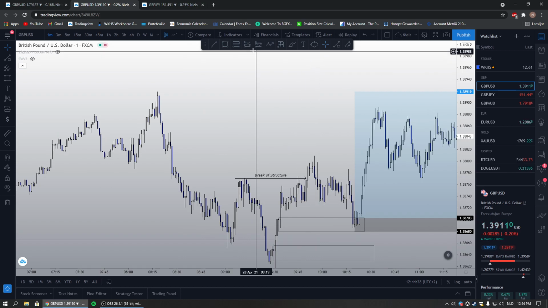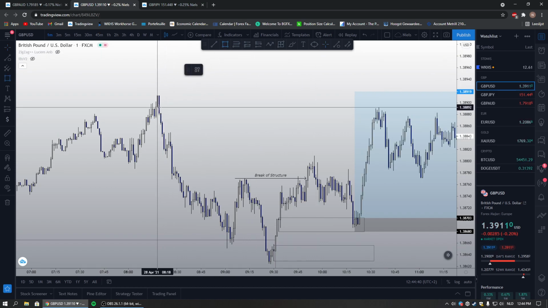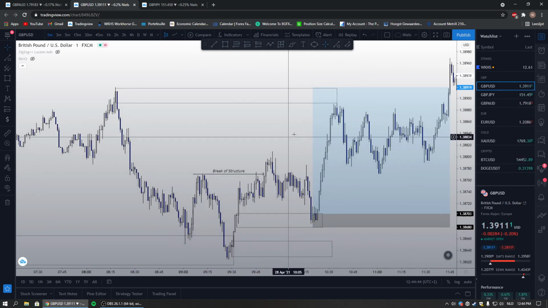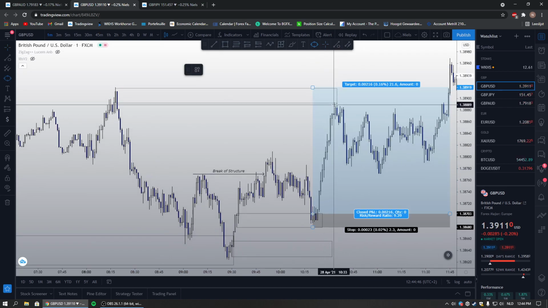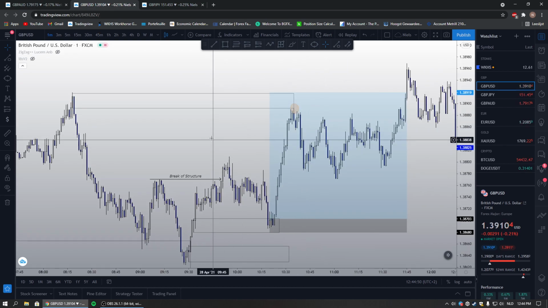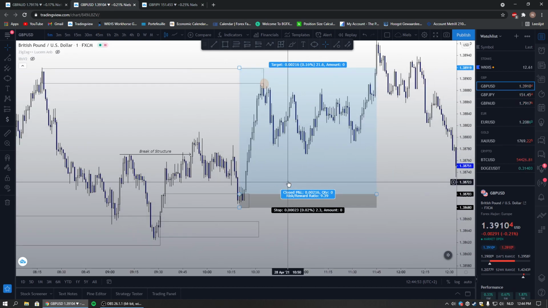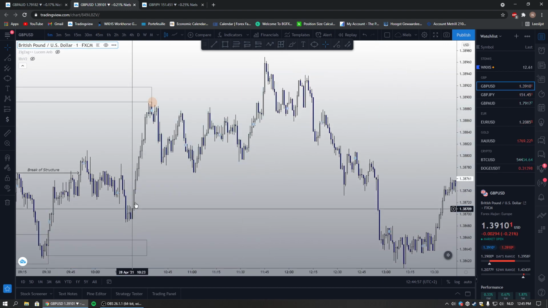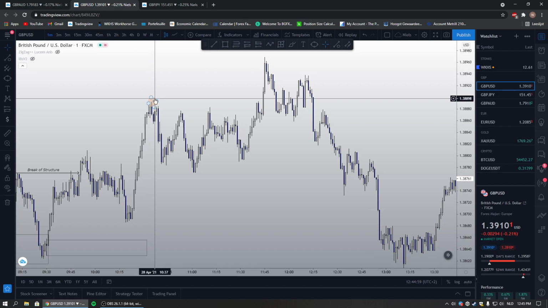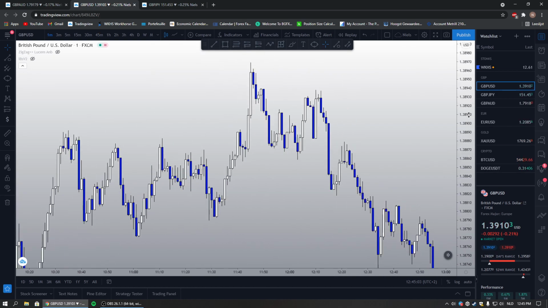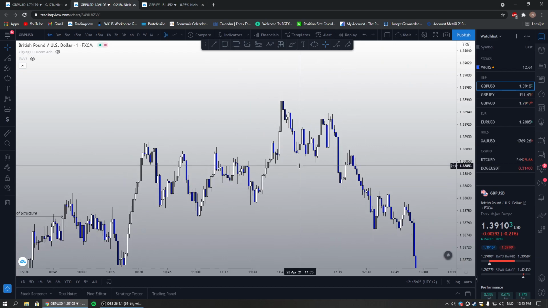Now you could also see this and just boom, right, to the pip and have a little down move, but that wouldn't really have reached your entry. But after this entry, what do you see? Now I'm fully honest, I wouldn't take this, but it did work out.